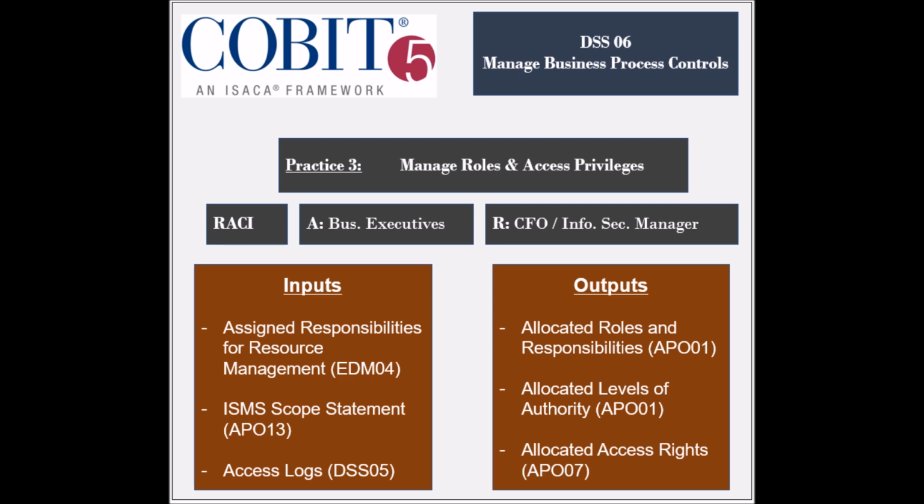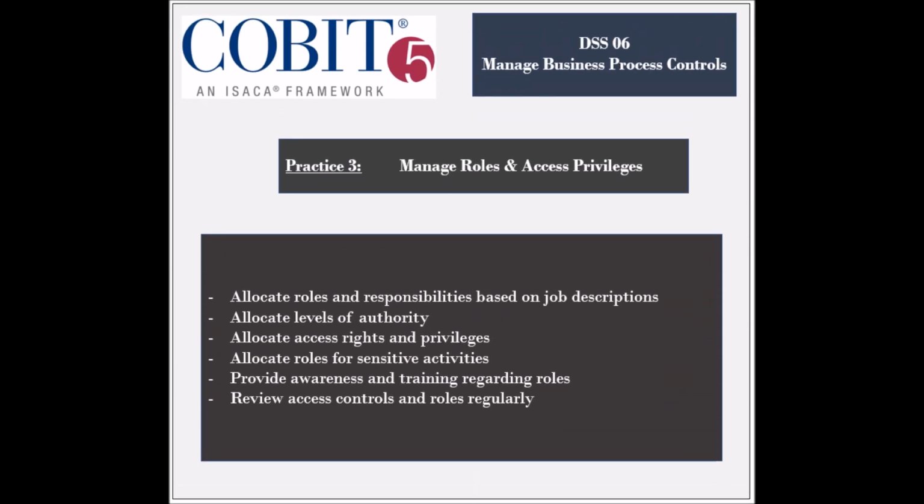The practice receives several inputs which include the assigned responsibilities for resource management from the EDM04 process, the ISMS scope statement from the APO13 process, and the access logs from the DSS05 process. It generates 3 outputs which are the allocated roles and responsibilities to be used by the APO01 process, the allocated access rights to be used by the APO07 process, and the allocated levels of authority to be used by the APO01 process. The activities involved in this practice include allocating roles and responsibilities based on the approved job descriptions.